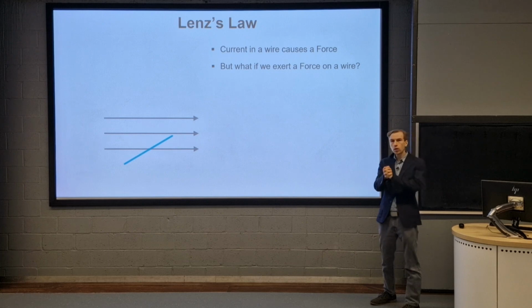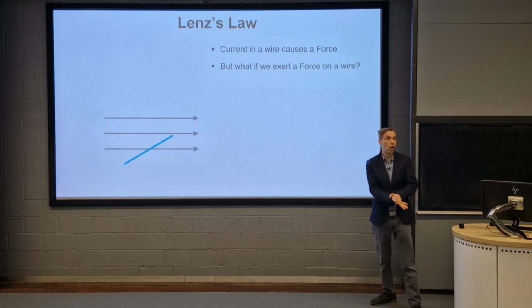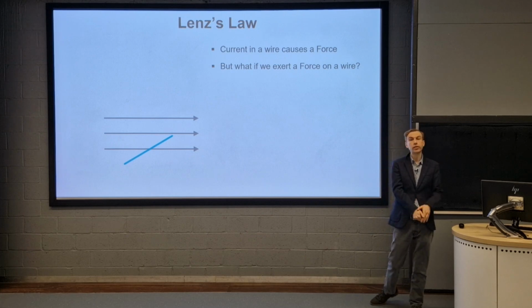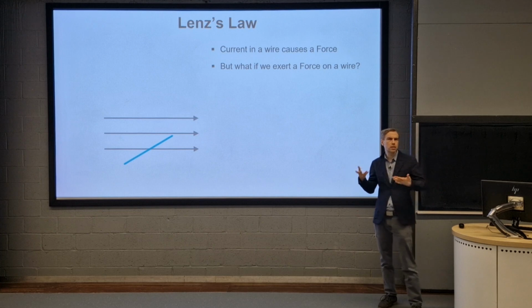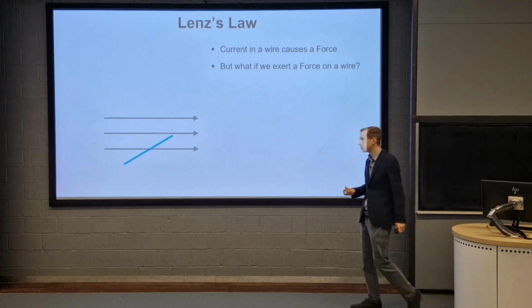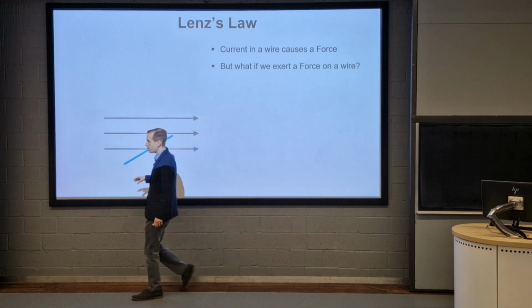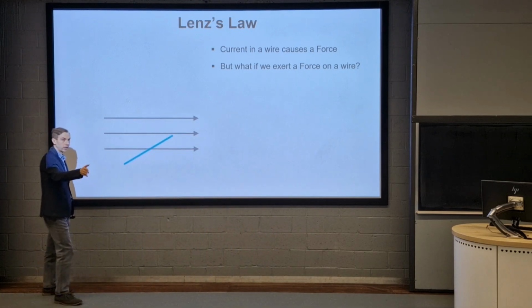So we saw last week that if we have current in a wire in a magnetic field, that's going to cause a force. Something that physicists like thinking about a lot is symmetry of a situation. So what would happen if we come along and exert a force on a wire? I've got this little diagram over here. We've got some magnetic field lines. So there's our magnetic field going from north to south.